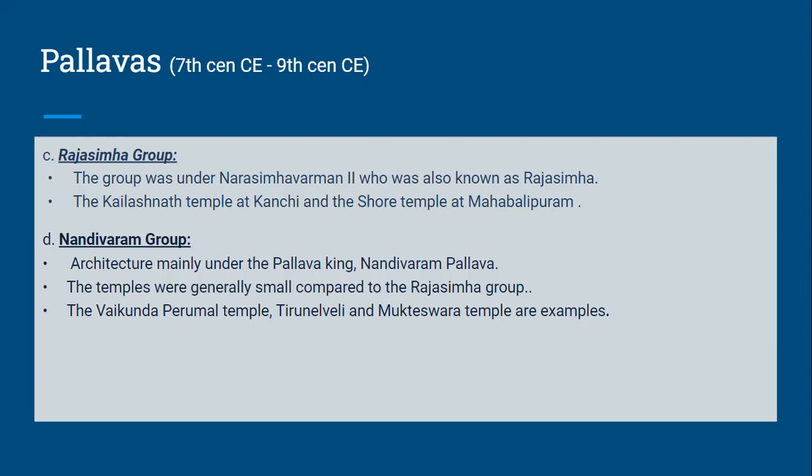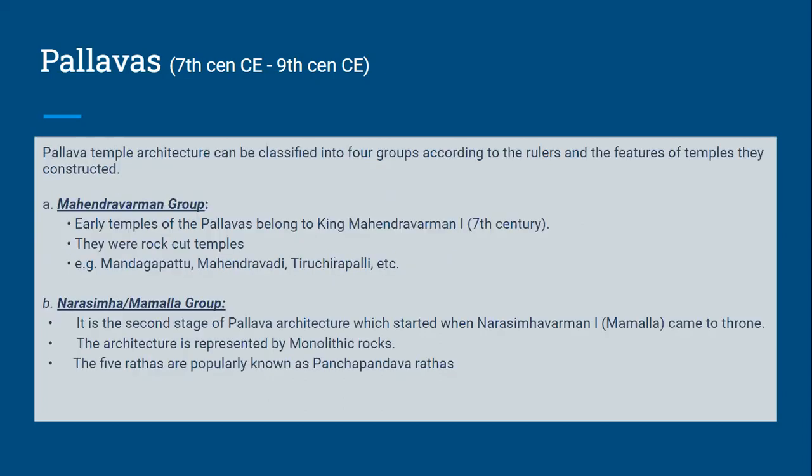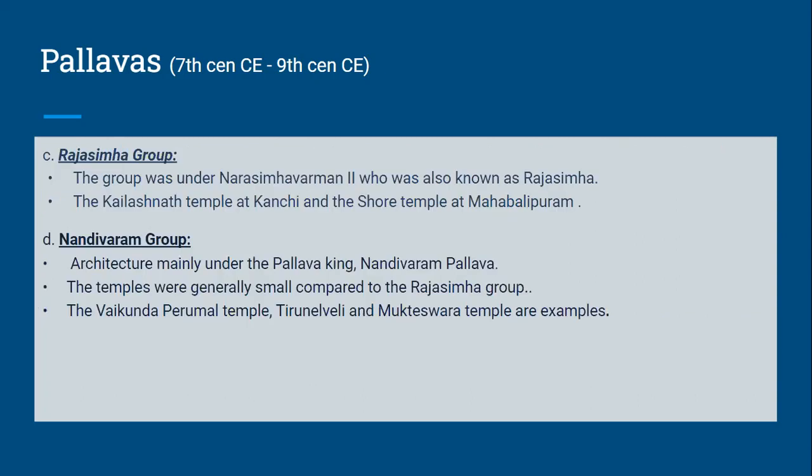Then coming to the final phase. The Rajasimha group is considered to be the epic phase, or the peak phase, the zenith phase of Pallava temple architecture, because here we see a gradual progress from the rock cut temples. We slowly progress to monolithic temples, and now we go to the structural temples. Overall, during the Rajasimha time, Pallavas were at the peak of their glory. Economically they were quite prosperous, and that can be clearly seen in the temple architecture of this time.